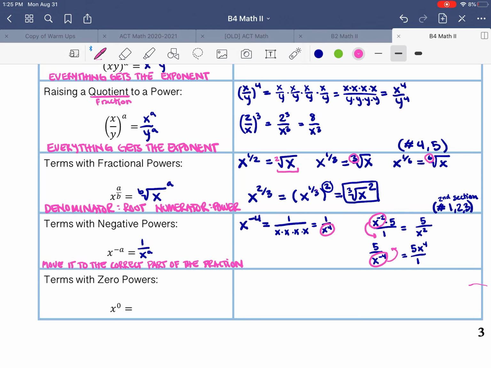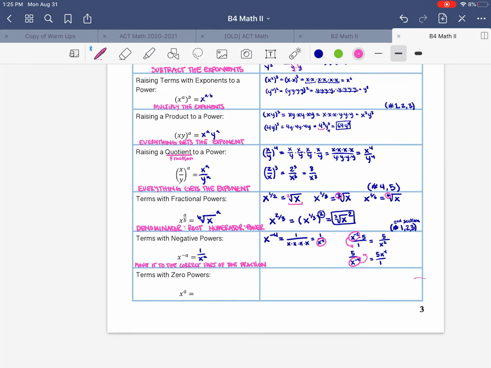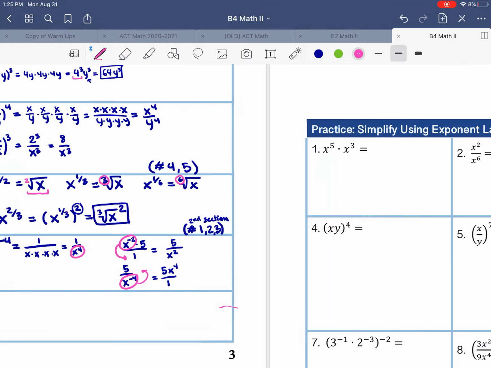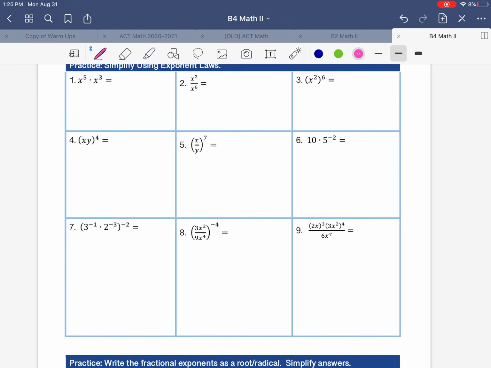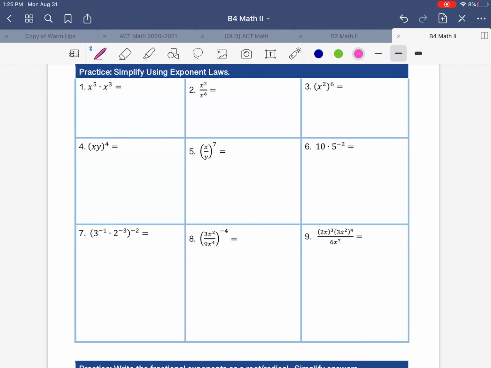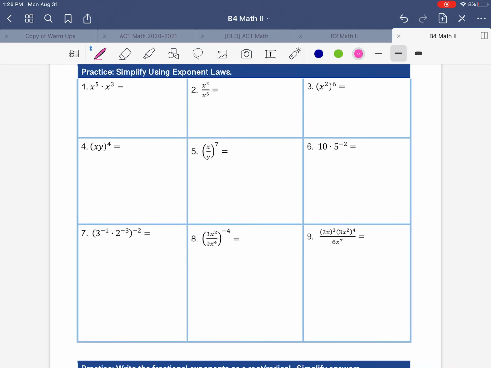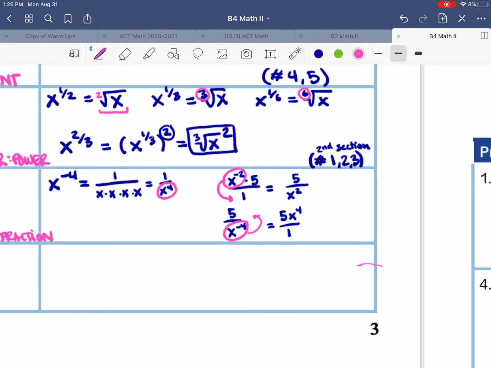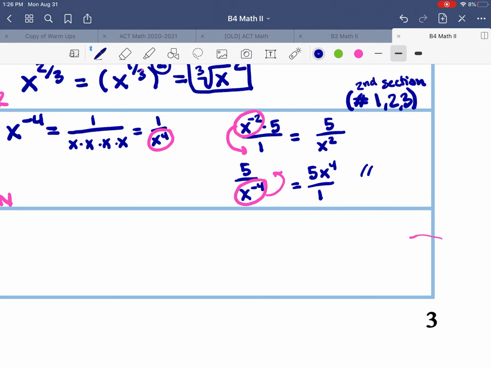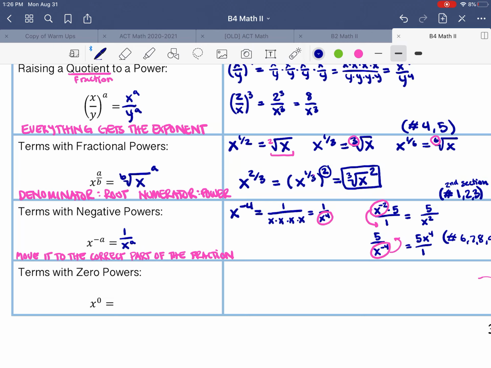So right now, I would encourage you to do, you actually have all the tools that you need to finish all the problems, but I'm not expecting you to. In class we didn't finish all of the example problems, but you now have the tools to finish all the way through numbers 6, 7, 8, and 9 on the next page, from the first section.